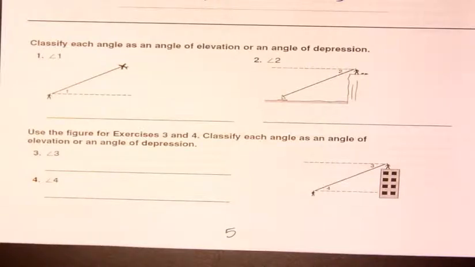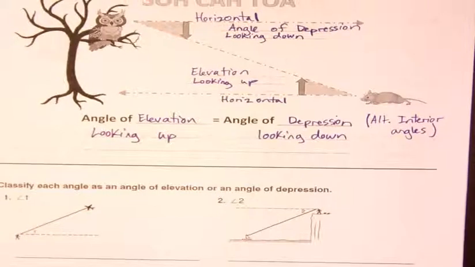Don't say it until I call on you. So is the person looking up or looking down? The plane is looking sideways. So you're going from the person to the object. Are they looking up or looking down? You can put E and D if you want to, as long as you know the difference.